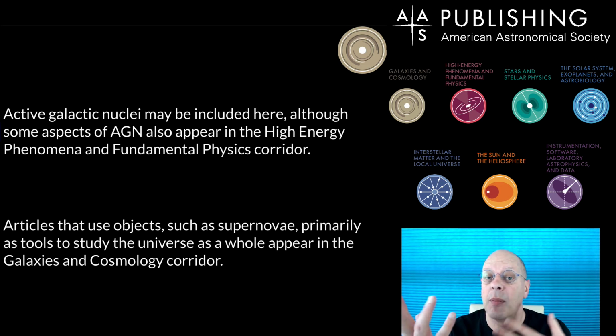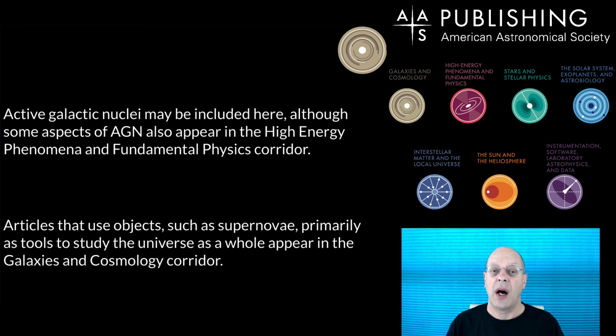Another example of a borderline topic that will go back and forth depending on the use is supernovae, particularly type 1a, but more so also type 2, core collapse supernovae. If the purpose of the supernovae is primarily as a tool to study the universe as a whole, then it goes down the Galaxies and Cosmology corridor. If the purpose of using the supernovae is primarily for the supernovae, then it will go down the high energy and fundamental physics corridor. Excuse me.